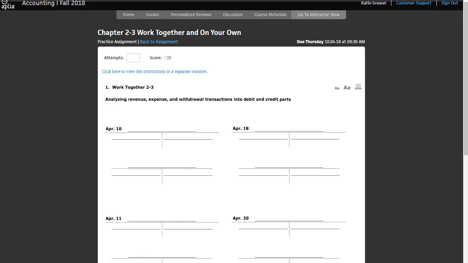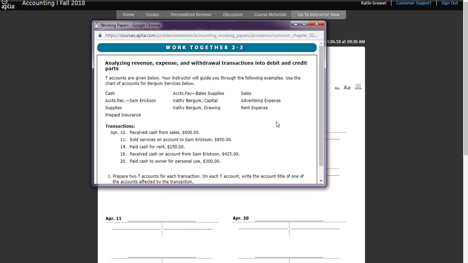Now, our account that we're going to use for revenue is going to be called sales. And all of our expenses are easy to identify because they always end with its classification. So we have two expense accounts that we can use for Work Together 2-3. The first one is advertising expense, and then we have rent expense.